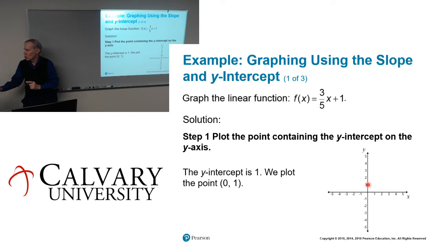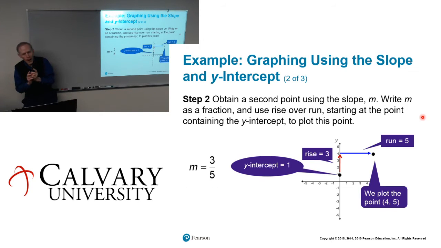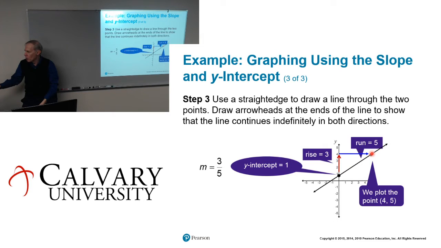But then since the slope is 3/5, remembering that the numerator refers to the vertical change and the denominator refers to the horizontal change. So to graph the line, you start at the y-intercept, which is 1 right here. The slope is 3/5, which means the rise, the vertical change, is 3, and the run is 5 units horizontally to the right. So you go up 3 units, 5 units to the right, you get to this point right here, and then you simply draw a straight line that goes through those 2 points.